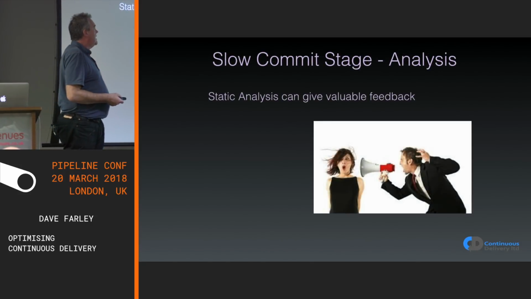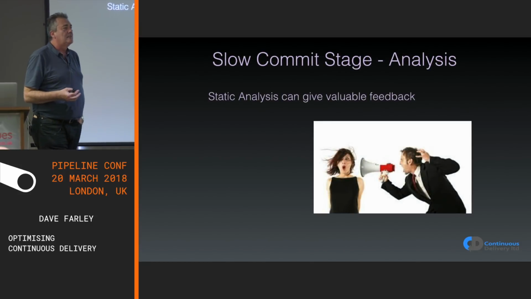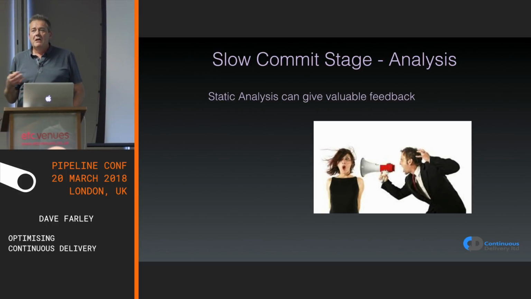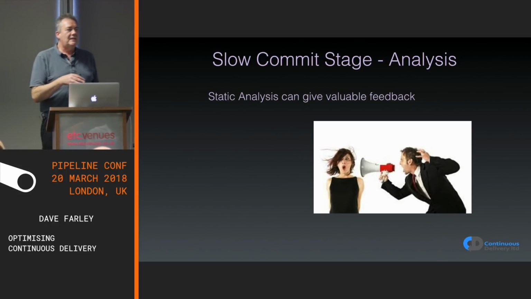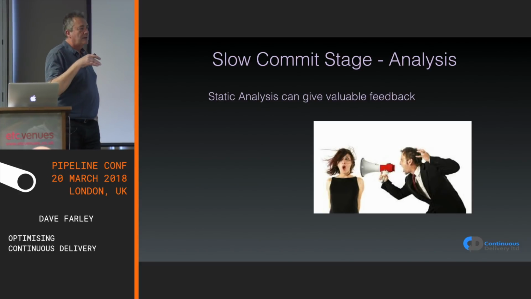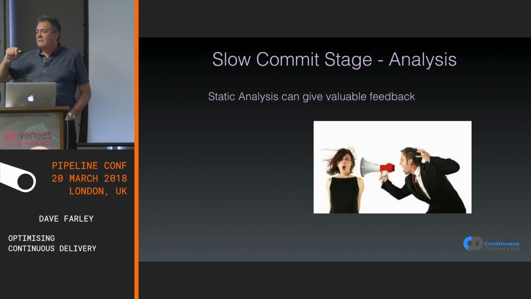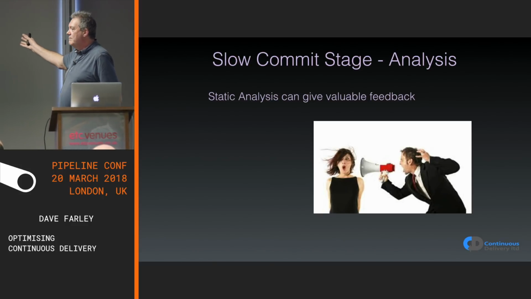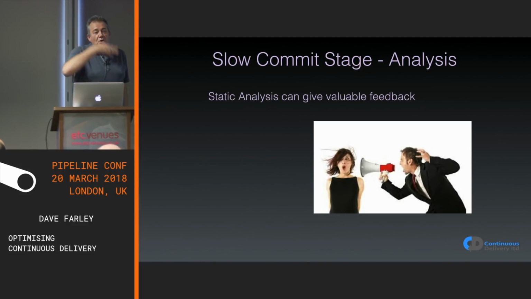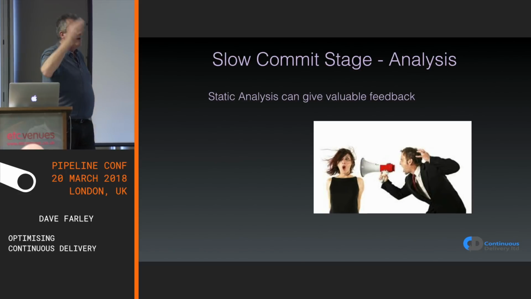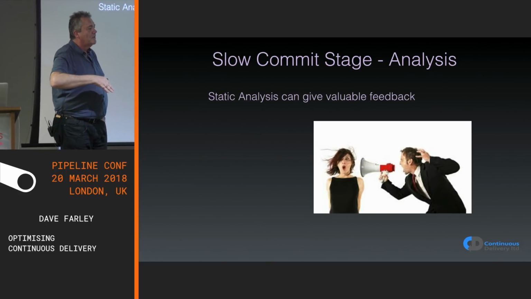The analysis stage is really useful. Static analysis can give us really great feedback on the nature of our code. I'm a particular fan of things like automating coding standards. If I commit a change that doesn't fulfill my coding standards, it's rejected by the build. But also giving us other insights. Am I fulfilling my architectural principles in my software?